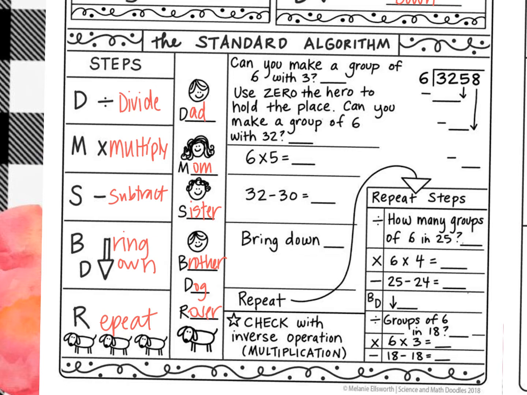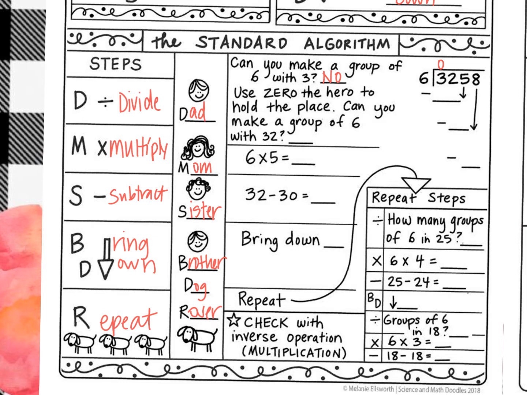Okay, so we're going to use these steps to solve the problem that you see right there, 3,258 divided by 6. Can you make a group of 6 with 3? No. No, that's not possible. We cannot make a group of 6 with only 3, okay? So we have to use what we call 0 the hero to hold the place. So we put a 0 up here.